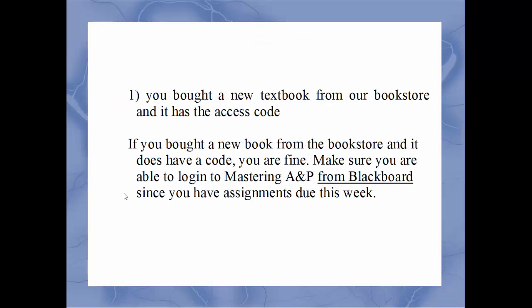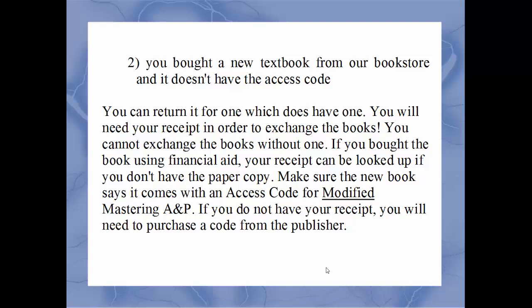All right, first, if you bought the new textbook from our bookstore and it has an access code, then you are fine. You don't need to do anything. Just make sure that you're able to log in to Mastering A&P, but you log in from Blackboard. Do not go through the publisher's website. Log in from Blackboard, because all you need is the access code that's given to you within the book. If you don't log in from Blackboard directly, I won't see that you have completed the work. And if I don't see that you've done it, then I'm going to assume that you didn't, and you'll get a 0.